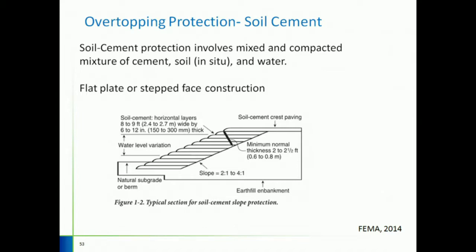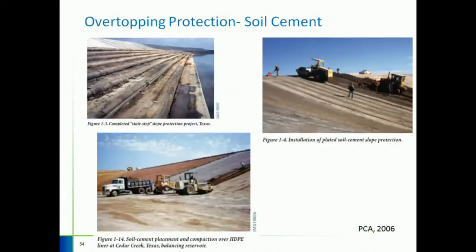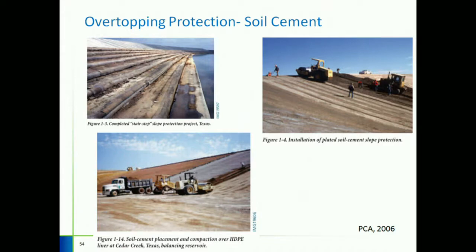So the next one is soil cement. Soil cement protection involves mixed and compacted mixture of cement, soil, and I want to underline this word, it could be in situ, soil and water. It could be constructed in a flat plate or stepped face construction, just like you see in the RCC there. And here's an example of how it looks. Flat plate and a stair step, and you can see it's placed up and down on the flat plate, compacted up and down.